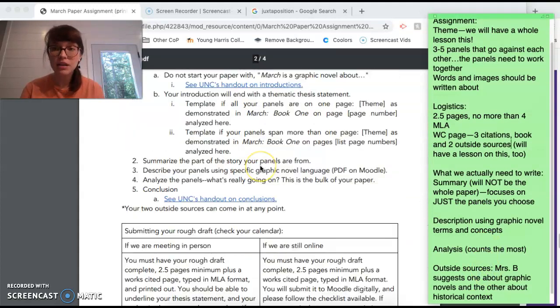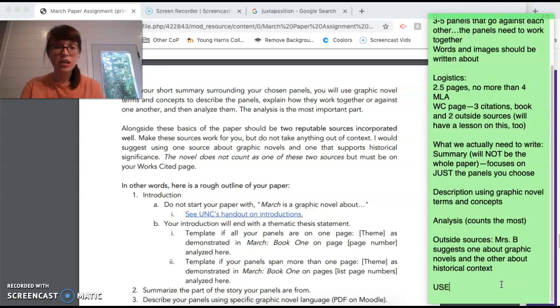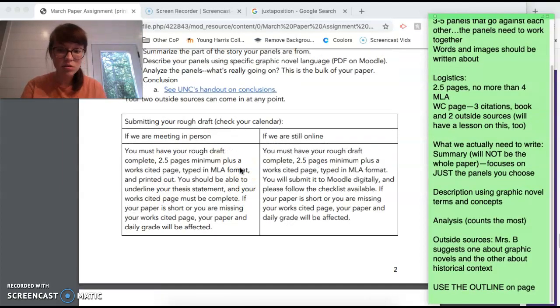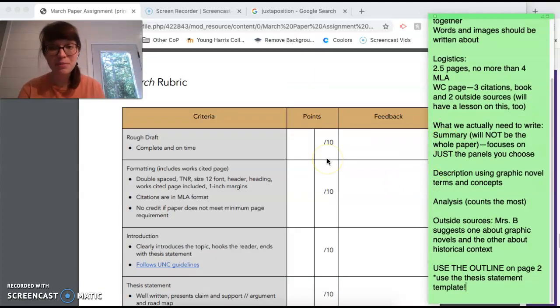You know what? Let's make one more note here. Okay, use the outline on page, what page is this? Page 2. And use the thesis statement template. Okay, and then that pretty much covers all the additional notes I would want to make.